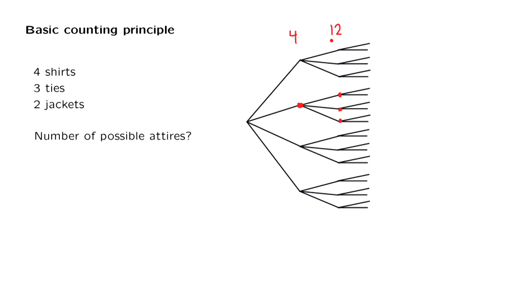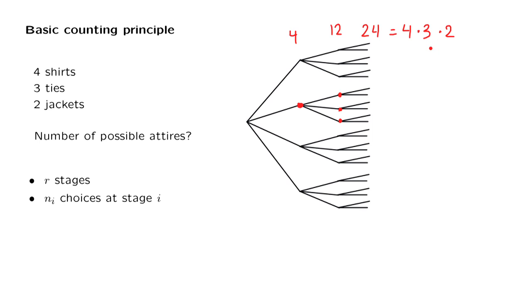Each shirt-tie combination can go together with either jacket. And so the fact that you have 2 jackets available doubles the number of options that you have, leading to 24 different options overall. So 24 is the answer to this simple problem. And how did the number 24 come about? Well, 24 is the same as the number of options you had in the first stage times the number of options you had in the second stage times the number of options you had in the third stage. Let us generalize.